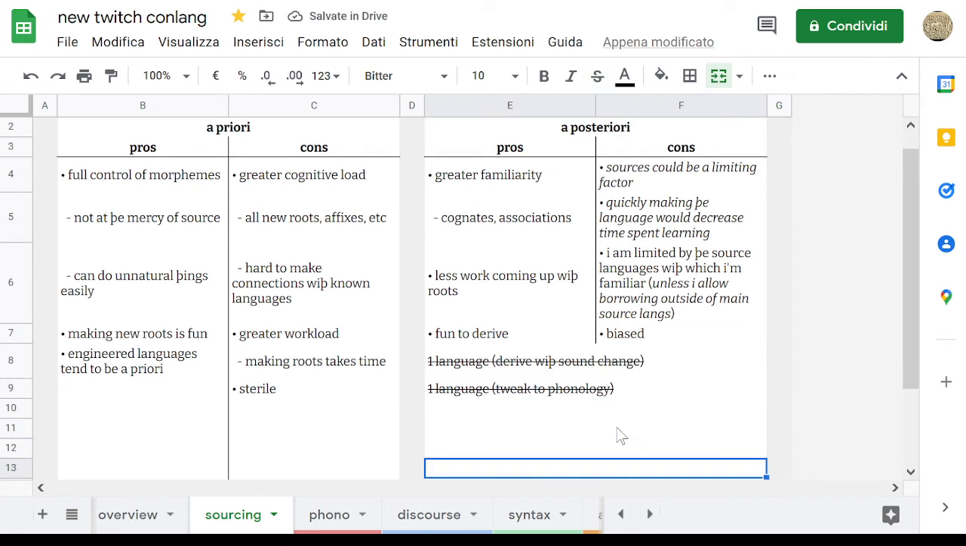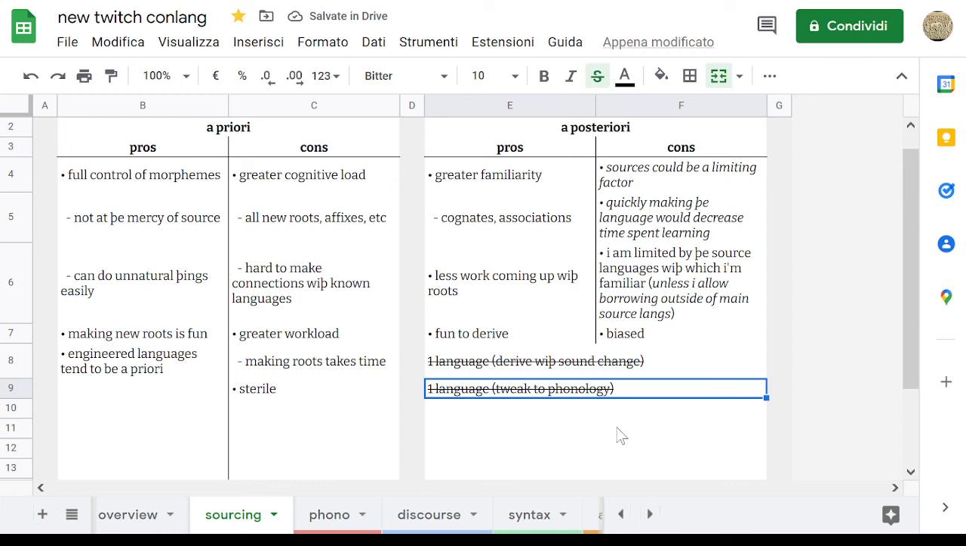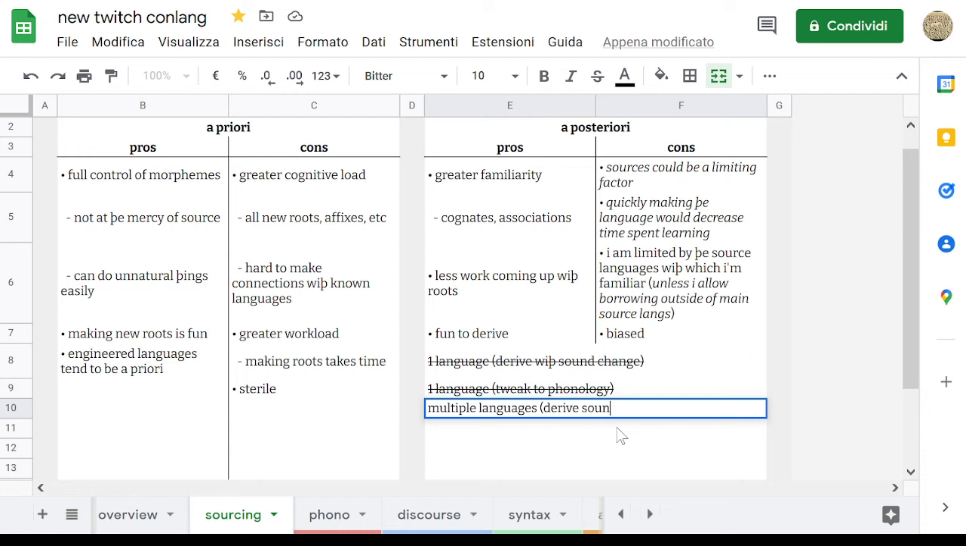Then we have kind of the same two options, but with multiple languages. I could have it borrowed from multiple languages, and derive with sound change. So what that would mean is, for each donor language, I have rules for what sounds change, so that it can then fit into the phonology of my language. So I have particular rules for each language.